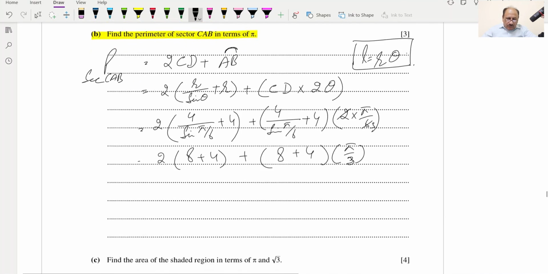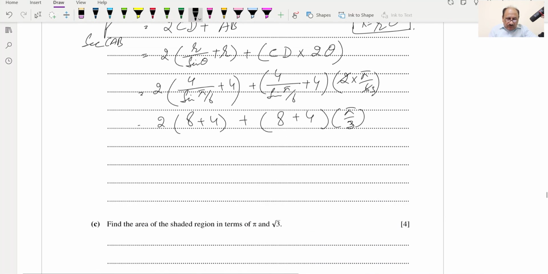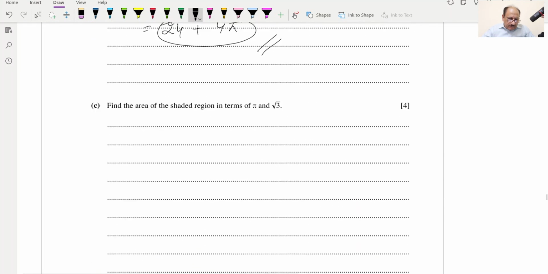pi over 3. Now we can simplify this one, 8 plus 4 will be 12, 12 into 2 will be 24, 24 plus 8 plus 4 will be 12, 12 divided by 3 will be 4, so 4 pi. So this will be our final answer, and this question was also 3 marks.